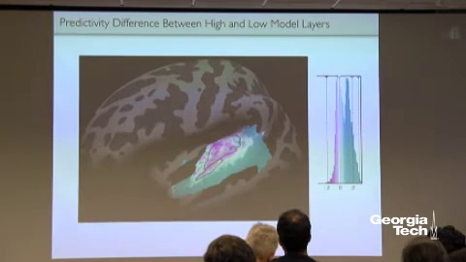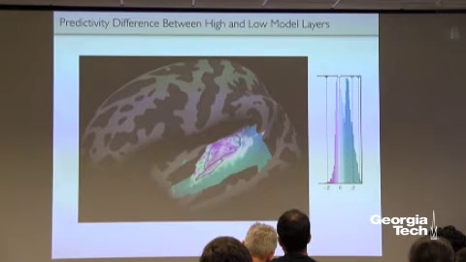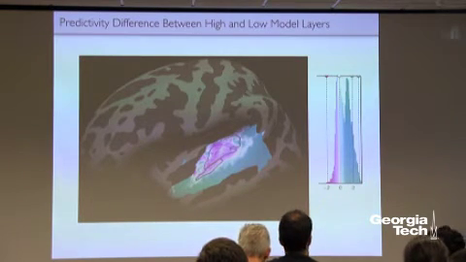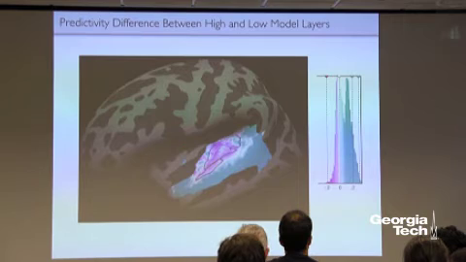But in particular, if you look at predictivity differences between high and low model layers, what you see is that the early layers are much better at predicting the primary area. That's what's outlined in blue, using a separate primary area localizer. So that's where the lower layers are much better than the higher layers at predicting responses. But in the non-primary areas, later layers were significantly better. That's what the blue means.